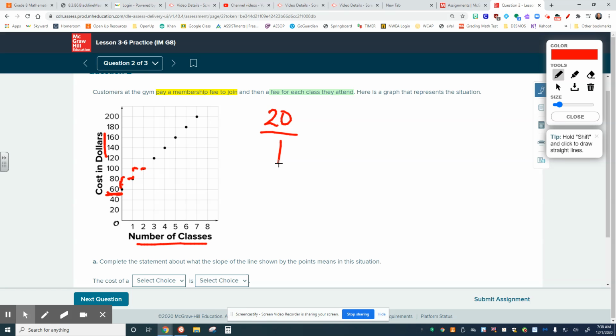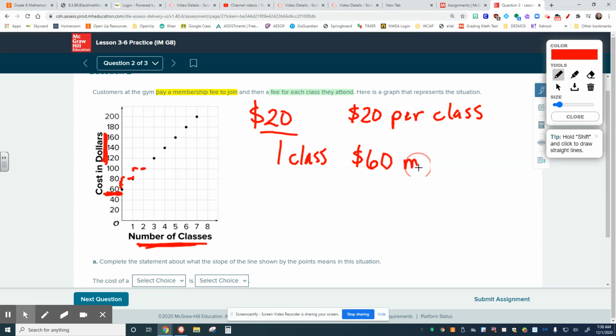And then as I recognize what my labels say in my Y and in my X, my Y coordinates talk about dollars. So this is $20. My X coordinates talk about classes. That means that each class in this case is $20 per class. What else I know is this, I still have this 60 to figure out. Well, if I began with 60, then I had to pay $60 as my membership fee.